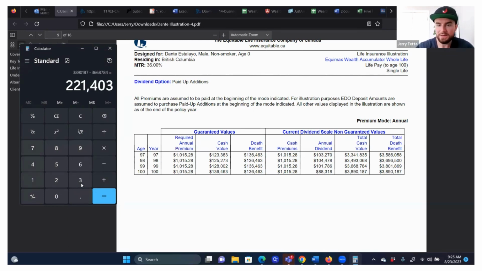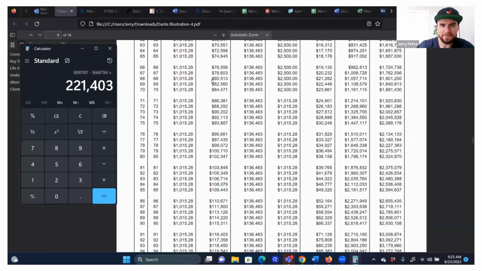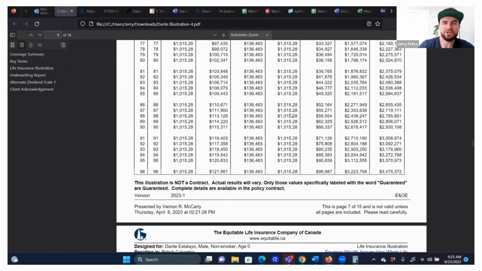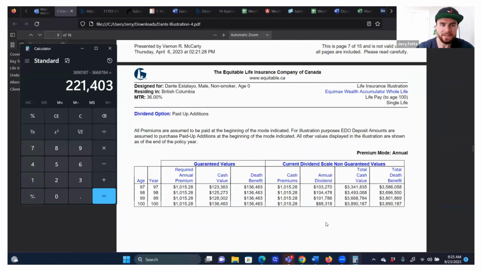So let's do the math on that. We divide this. He puts in, and at this point, his premium did go down. So he's not putting in 2,500 anymore. Now he's only putting in 1,015, right? And this happened as of year 70. You can see year 70 is the last year he did the 2,500. After that, it drops, and that's just for the sake of the policy design. But he puts in 1,015. So the final year of the policy, he puts in $1,015.28.